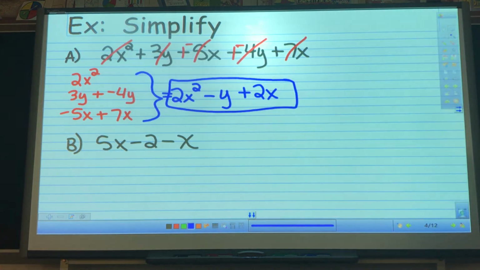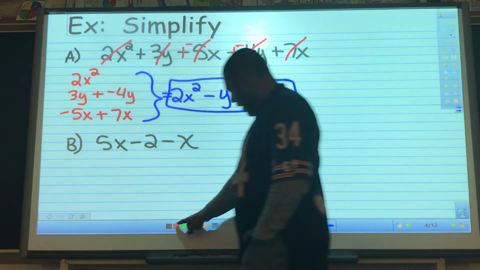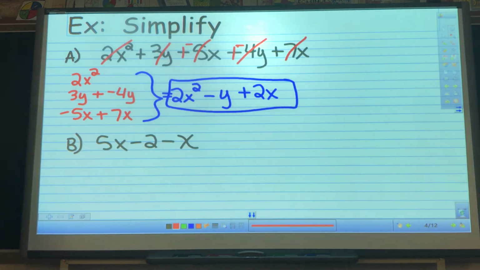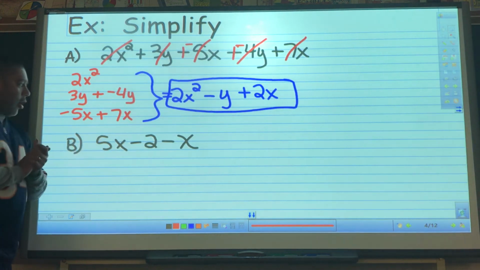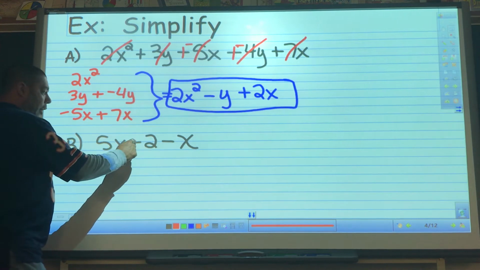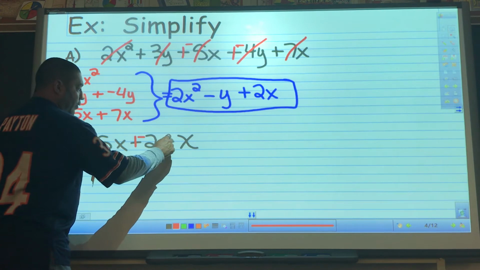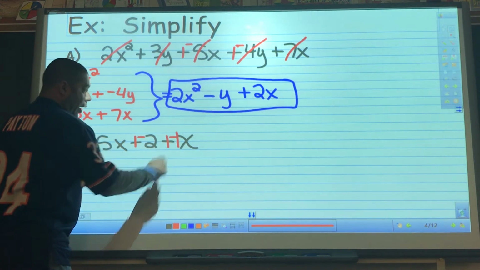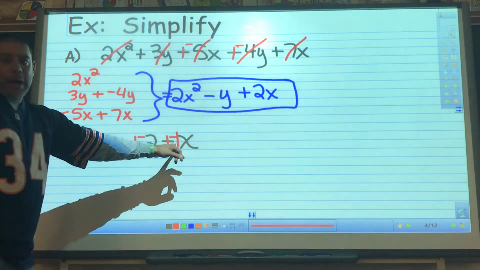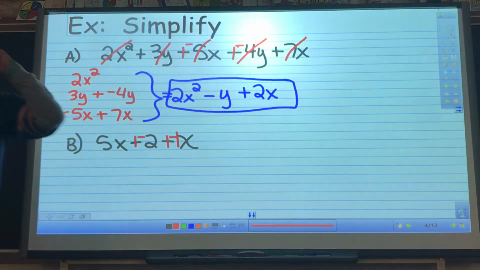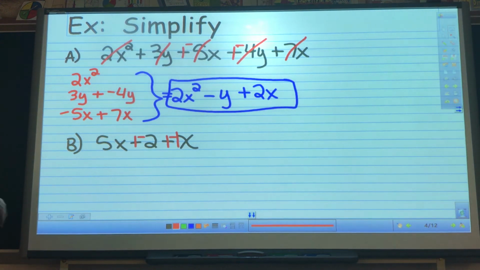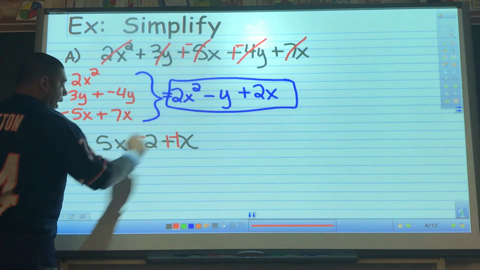Okay, letter B. 5x minus 2 minus x. Well, I'm going to start off. It's a minus sign, so I'm going to go plus a negative 2 and plus a negative 1x. Remember, if it's just the variable, the coefficient, the word coefficient means the number multiplied to your variable, is going to be 1. So this is going to be a negative 1x.